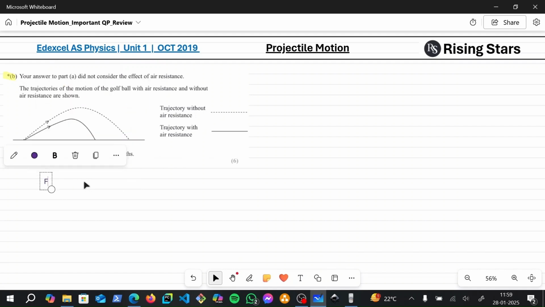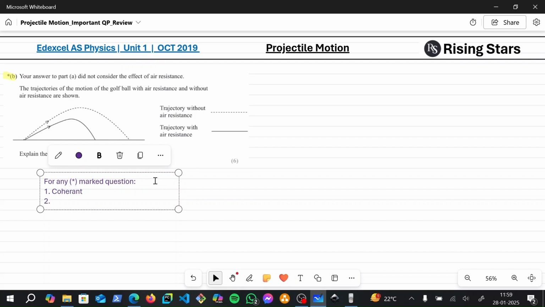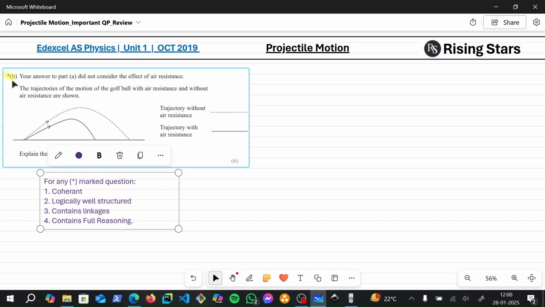So for any asterisk question, the things that you need to keep in mind. Number one, coherent, must be coherent, which means on track. Secondly, logically well structured. Thirdly, must have linkages, so contain linkage or connections. And finally, contains full reasoning. These are the 4 things you need to keep in mind while answering any asterisk marked question.